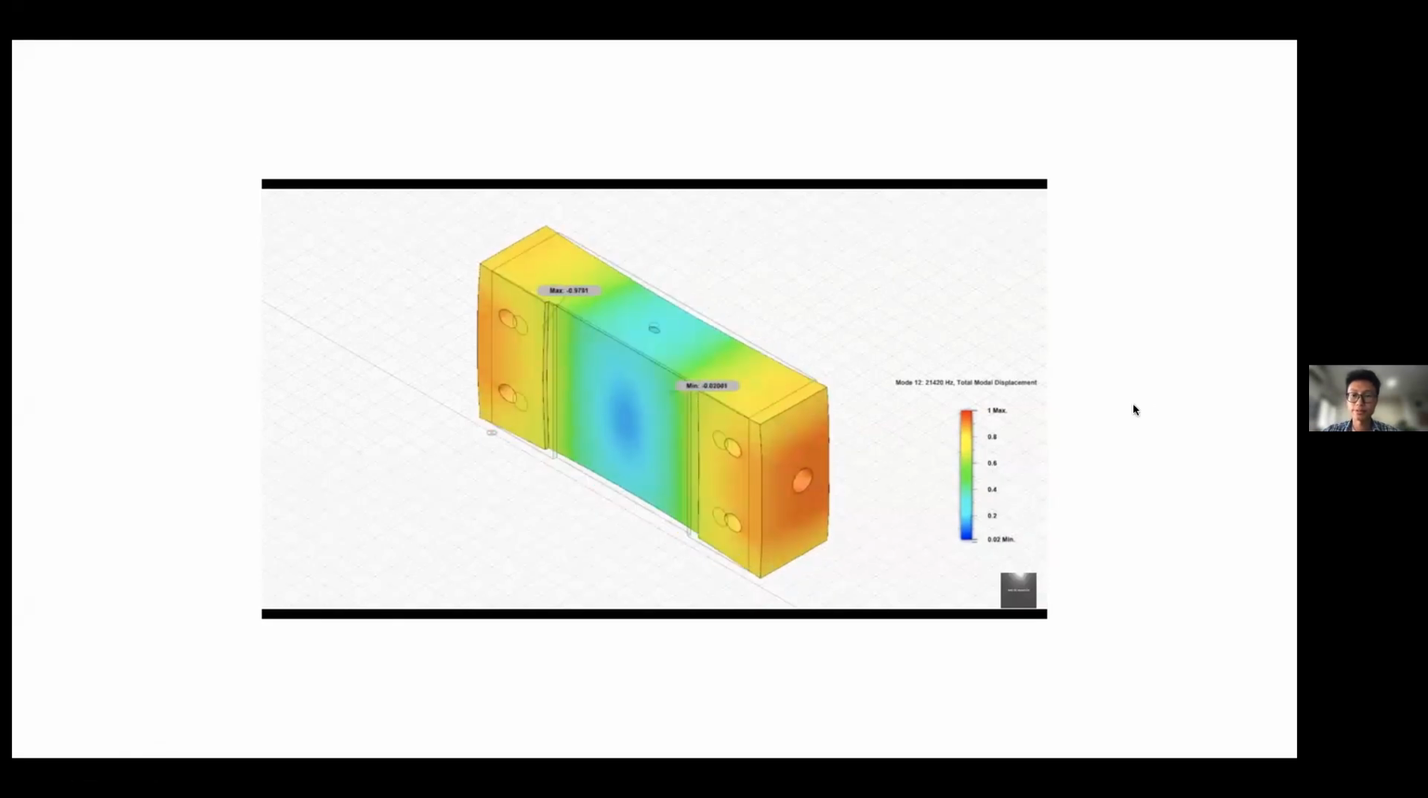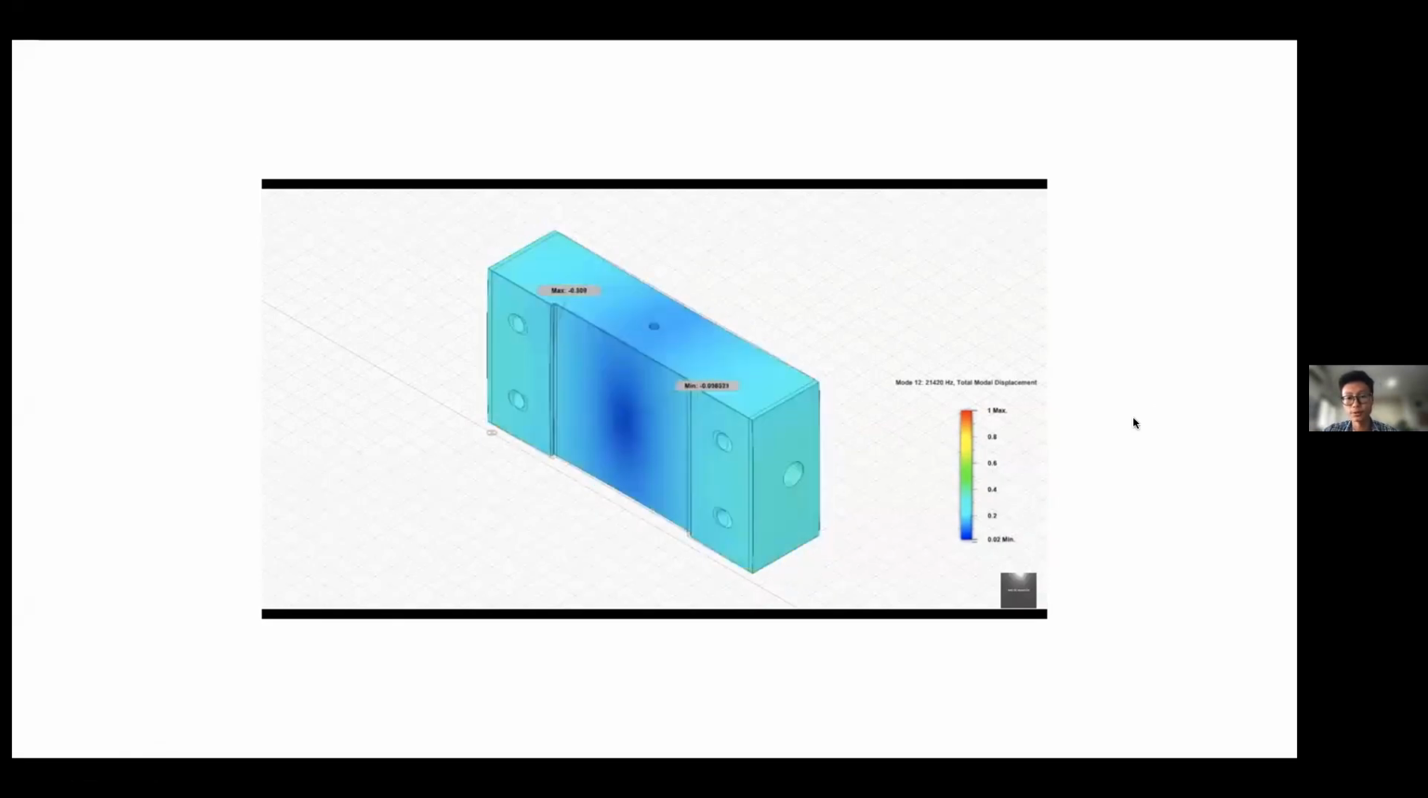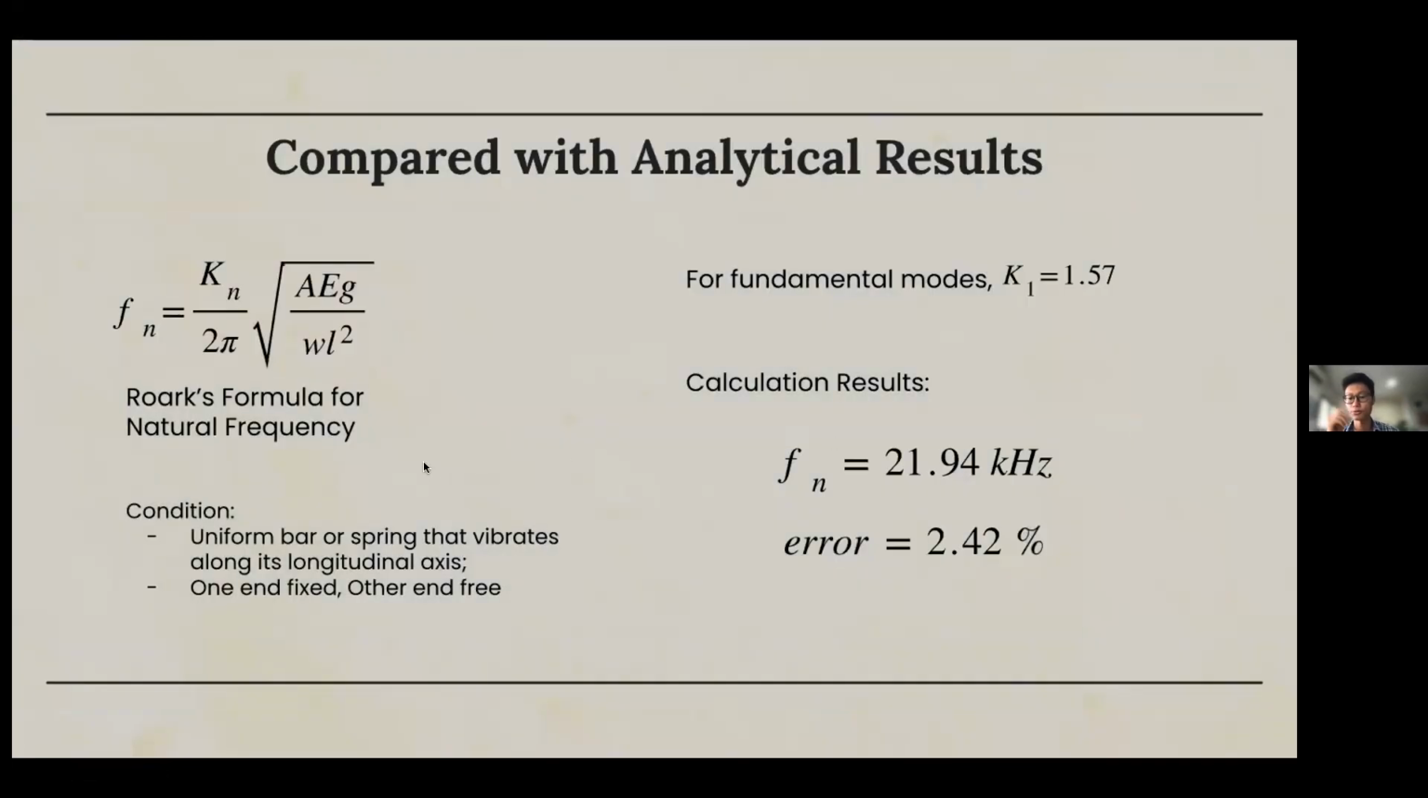So by comparing this to the analytical model, we take a look at Roerch's formula for natural frequencies. Here we have K_n, which is a constant where n is the mode of vibration, and A is the cross-sectional area along the length of the cavity. E is the Young's modulus of the material of the cavity. g is just gravity. W in this case would be the weight of the cavity per unit length, so it is mg over L.